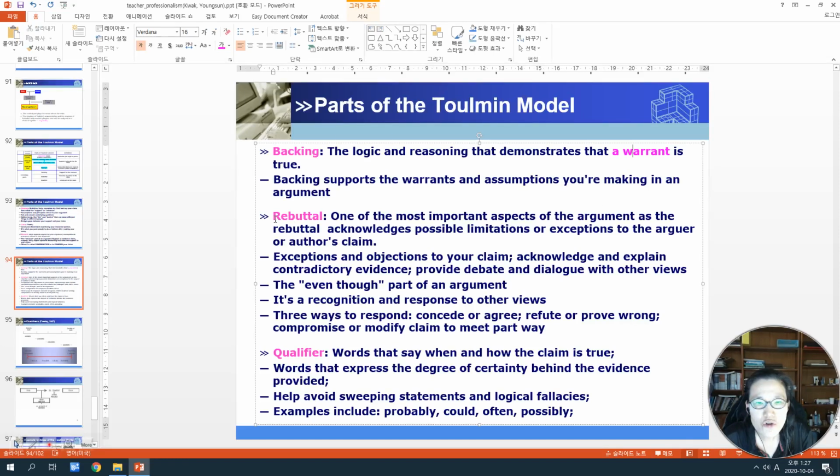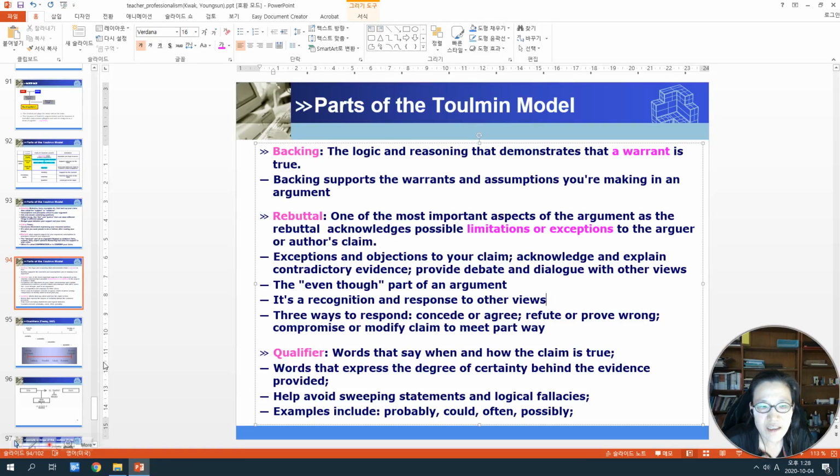And you need to remember rebuttal. It's one of the most important aspects of the argument, as the rebuttal acknowledges possible limitations or exceptions to your argument, which shows you already know the objections or exceptions to your claim. It's a so-called "even though" part of your argumentation. It's a recognition and response to other views.